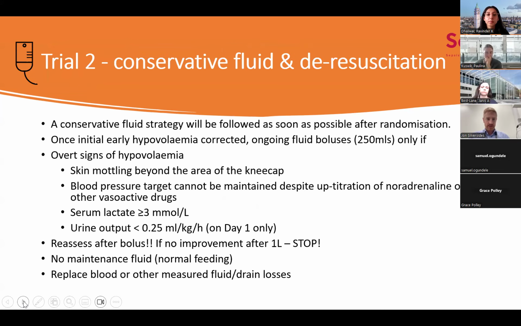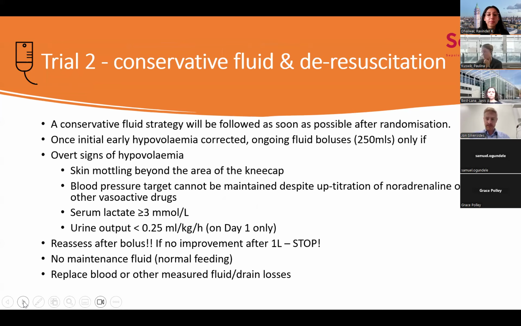Okay, so the intervention is conservative fluid and deresuscitation. So it's essentially two things. One is giving less fluid, and the second is treating any fluid overload that has already occurred. So the first of those, the conservative fluid administration strategy, happens from as soon as possible after randomization.